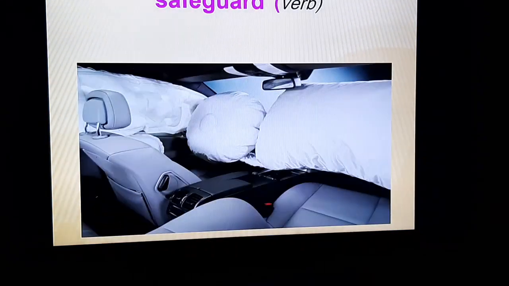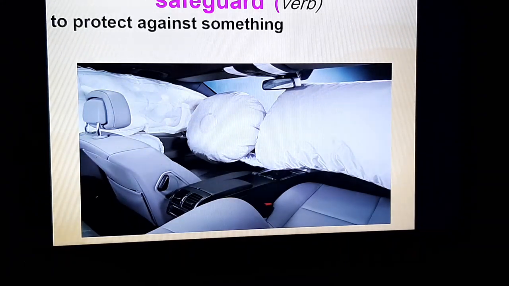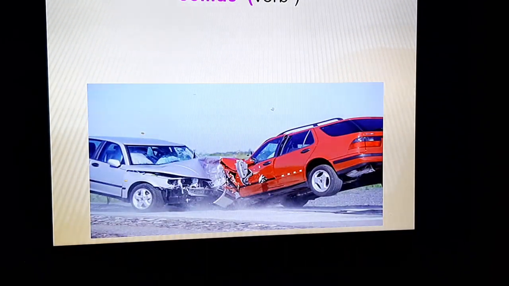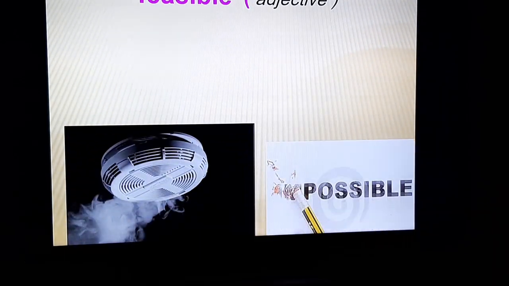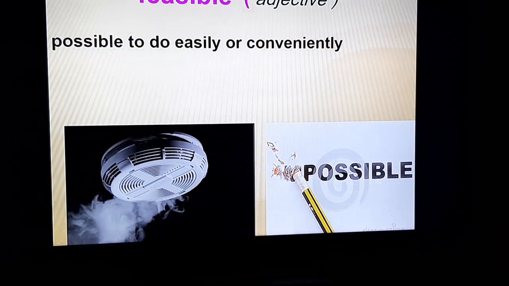Safeguard means protect. The airbag safeguards the lives of drivers and passengers. Collide, to hit forcefully. There is a very big car crash here. They hit each other forcefully. Feasible, something possible to be done. Feasible, possible, to do easily or conveniently.